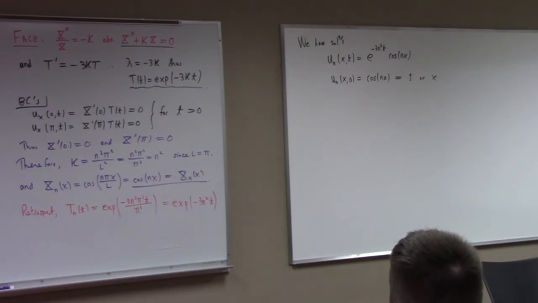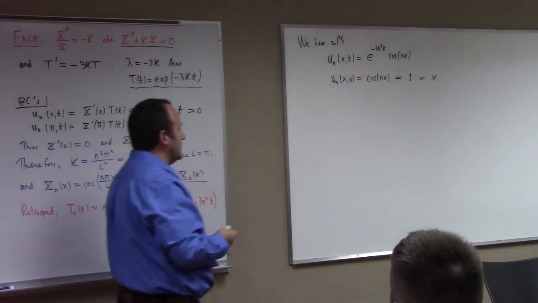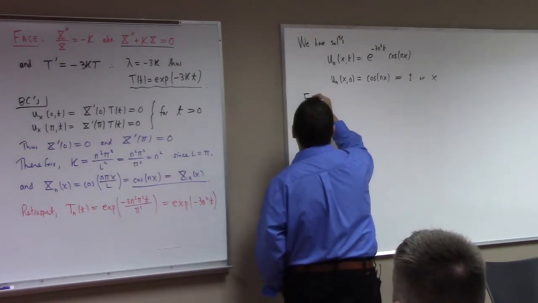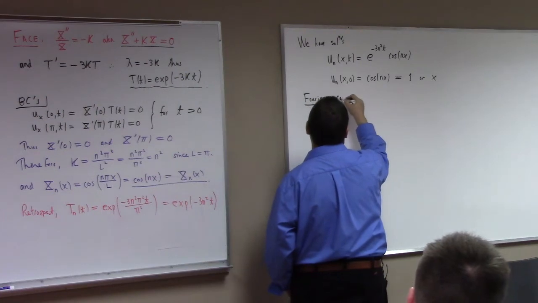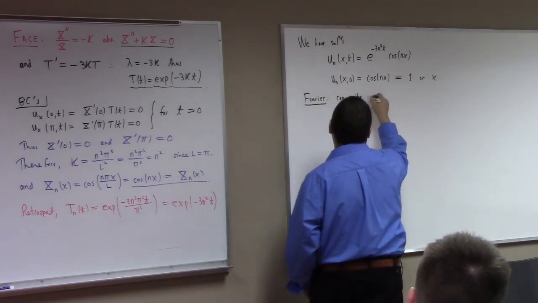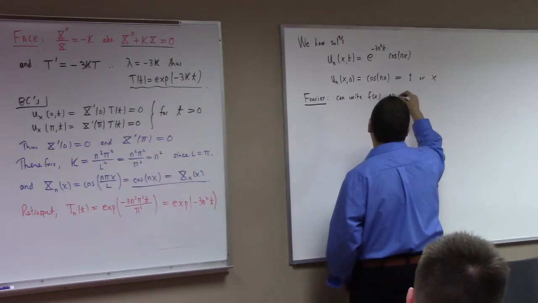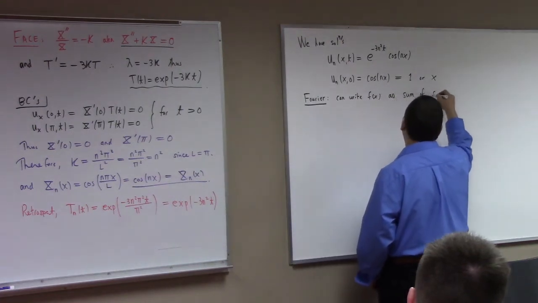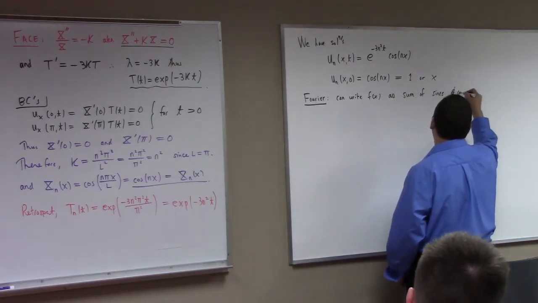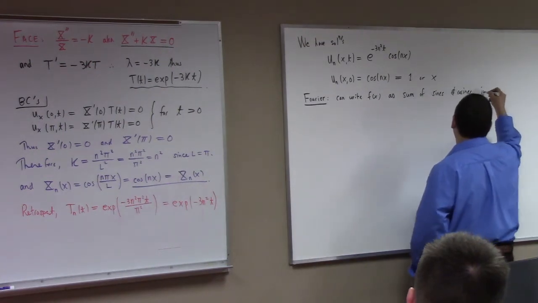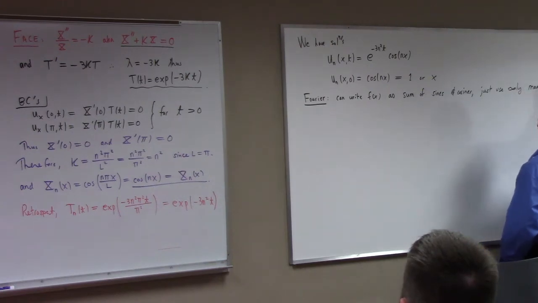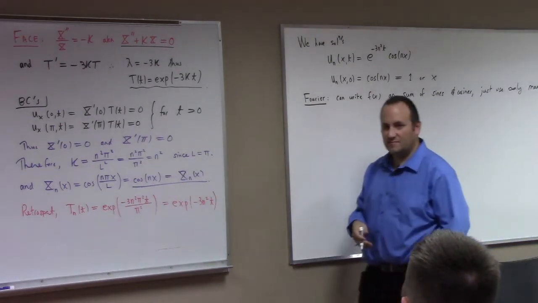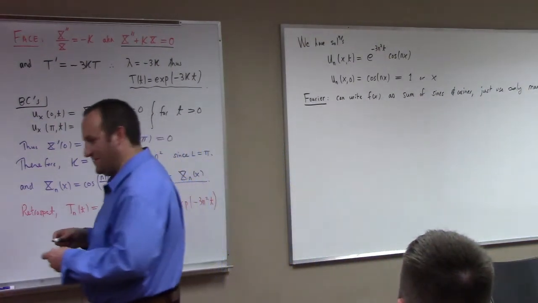And this is where the genius of Fourier came to bear. What Fourier's idea was, he said, you can write f of x as a sum of sines and cosines. Just use infinitely many of them. Just keep adding sine after sine after sine, or cosine.